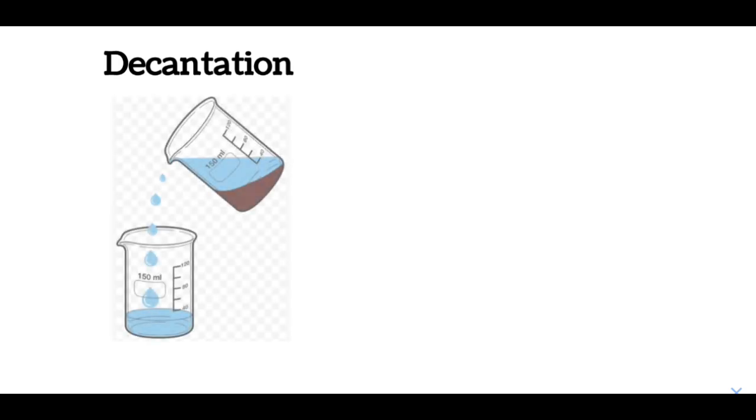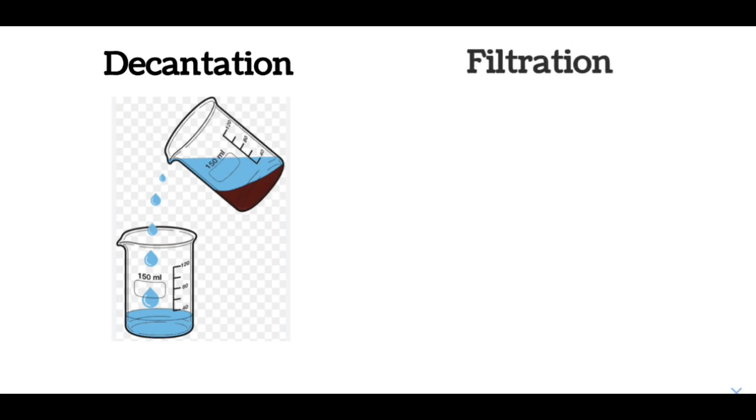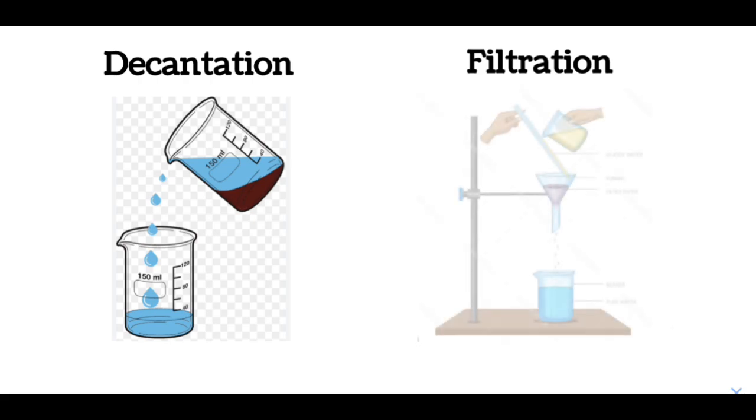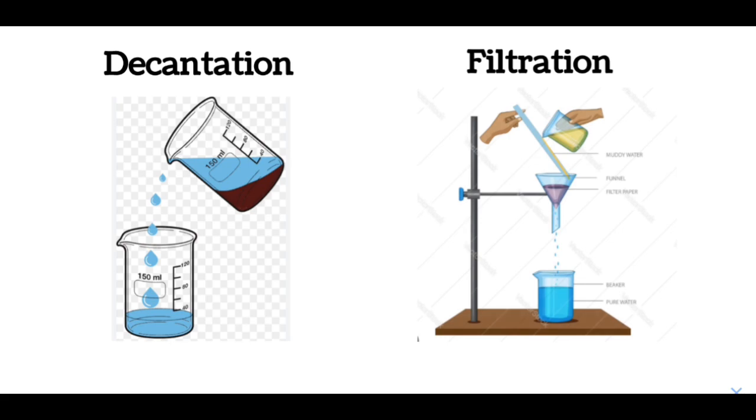Decantation. This is the process of carefully pouring off a liquid from a mixture after the heavier particles have settled. Example, separating water from sand. Filtration. This is a method used to separate an insoluble solid from a liquid using filter paper. Example, separating chalk from water.